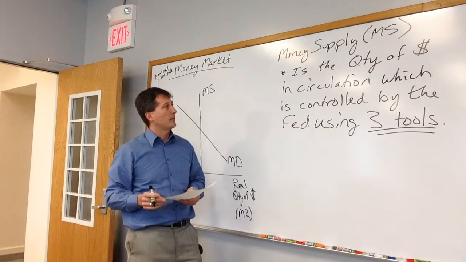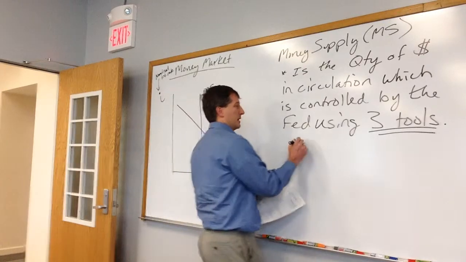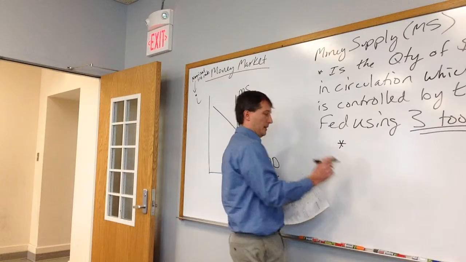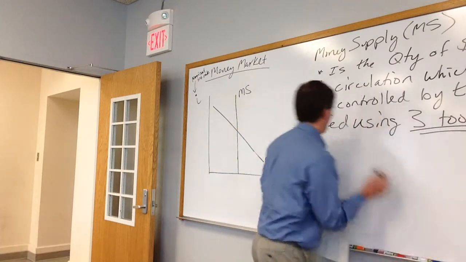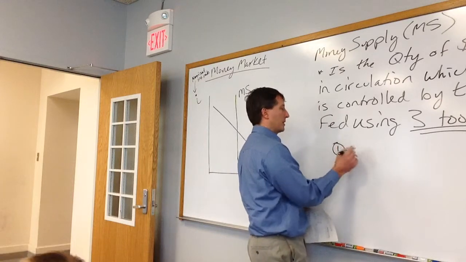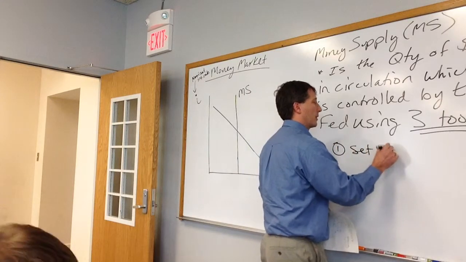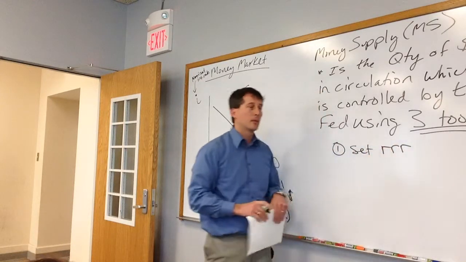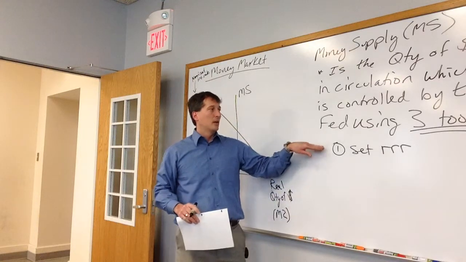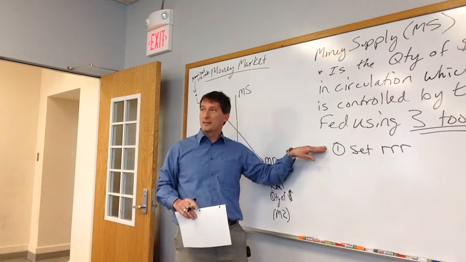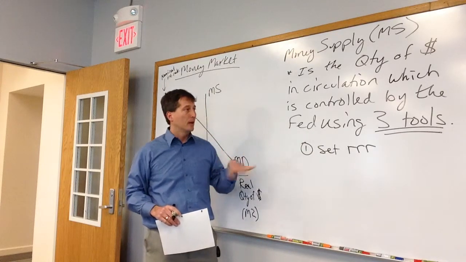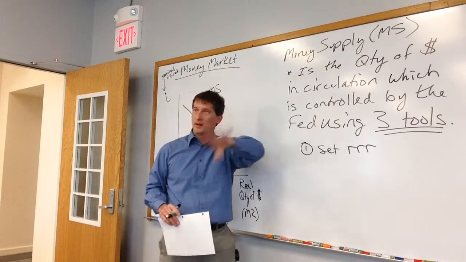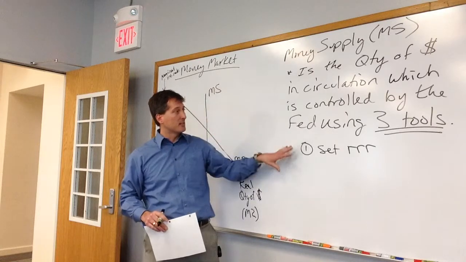And so we're going to do that now and think about the tools that they have. One of those things is the one we're the most familiar with: they set the required reserve ratio. The amount of money that banks have to hold back that they can't loan out. And we saw the power of that with the spending that went around.